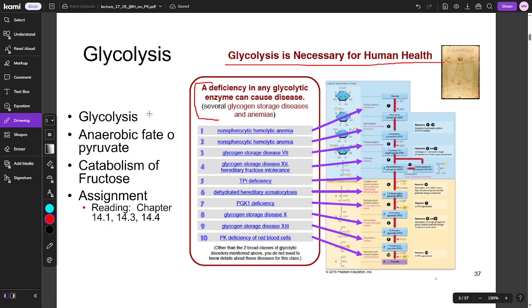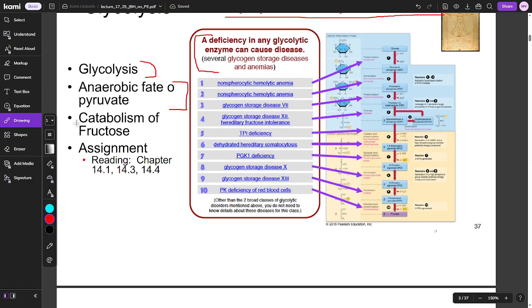You've got different fates of pyruvate. So you've got glycolysis first, then anaerobic fates of pyruvate, and then catabolism of fructose and that kind of stuff. Fructose is a bit different from glucose, but yeah.